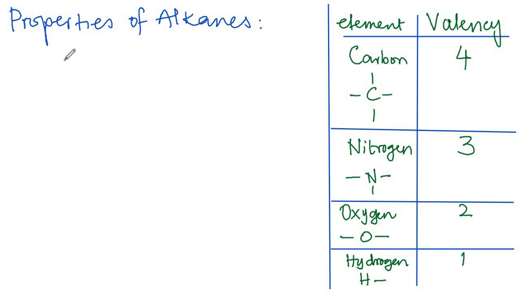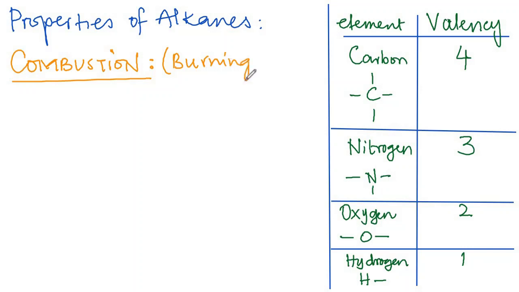So methane is generally unreactive, it does not show many chemical reactions except one type of chemical reaction called combustion. Combustion is a type of reaction which is commonly known as burning. We can also say that combustion means heating in the presence of oxygen.